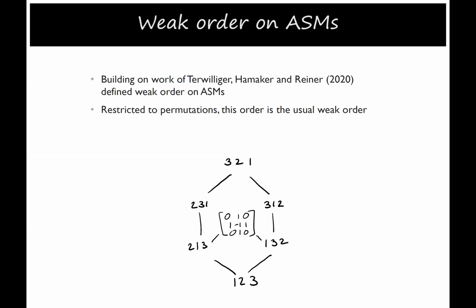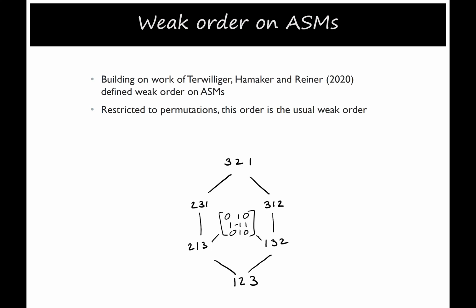Building on work of Terwilliger, Hammacher and Reiner, they defined a notion of weak Bruhat order on alternating sign matrices. So it's a different poset from the strong order poset. And when you restrict to looking at just permutations, it's the same as the ordinary notion of weak order on permutations, where you're looking at how you can apply simple transpositions and go up or down in this poset.